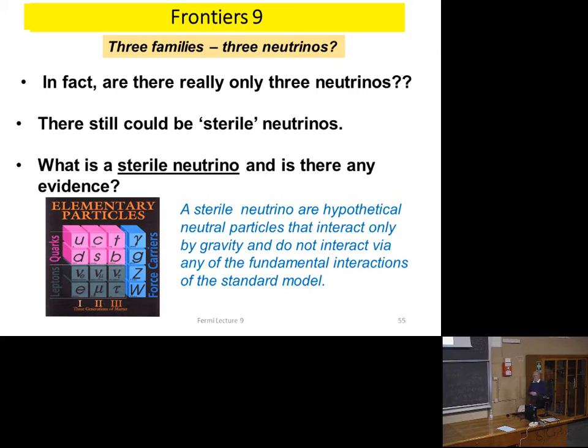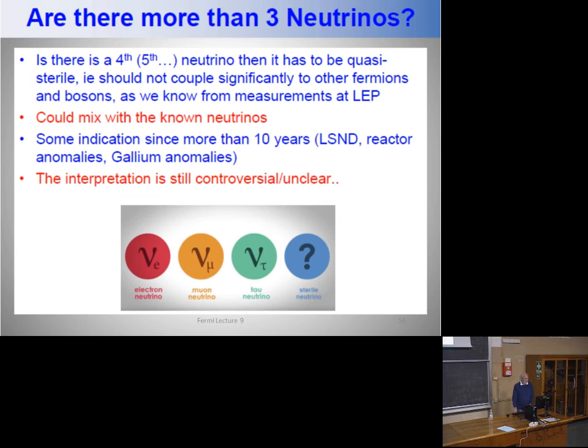suggest there might be what we call sterile neutrinos. By sterile, we mean they don't interact in the usual way, but interact in some other way. So hypothetically, you have a neutrino that's a neutral particle. It interacts only, however, by gravity. It doesn't interact via the fundamental interactions of the standard model. So that's the idea. Are there other neutrinos like that? Is there a 4th, possibly a 5th neutrino? Could it mix with the known neutrinos?